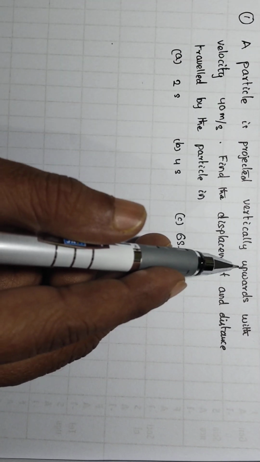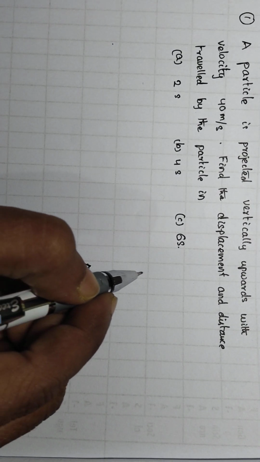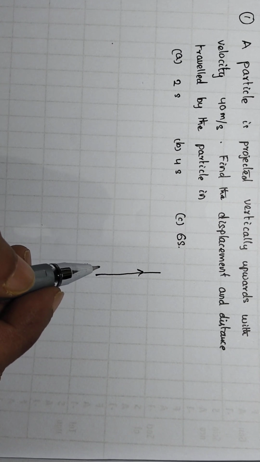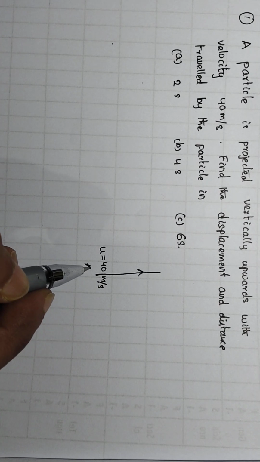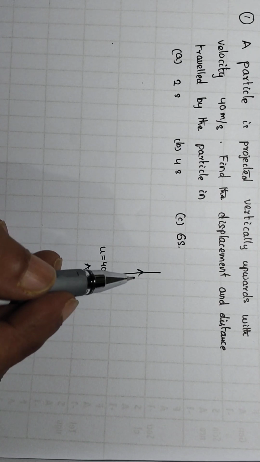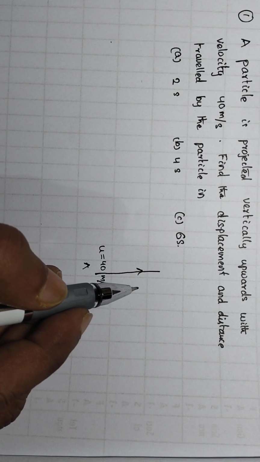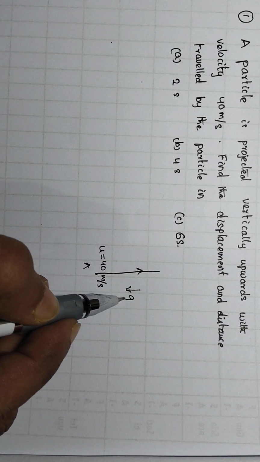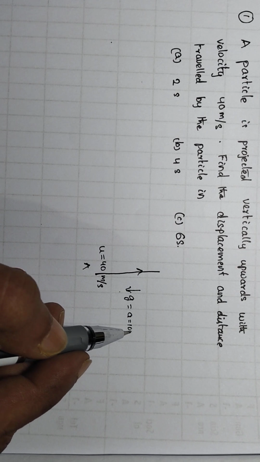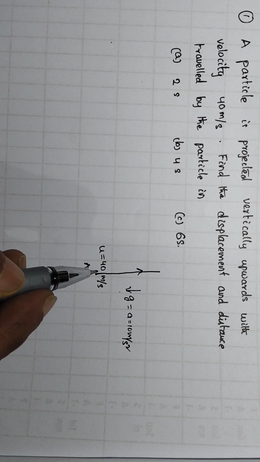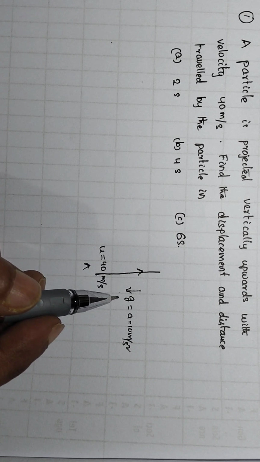Here, the particle is projected vertically upwards. So let us take some point A. From the point A, it moves in the upward direction with initial velocity 40 meters per second. At the same time, the gravitational acceleration G is working in the downward direction, so a is equal to 10 meters per second square. So in this case, u and g are working in anti-parallel directions.